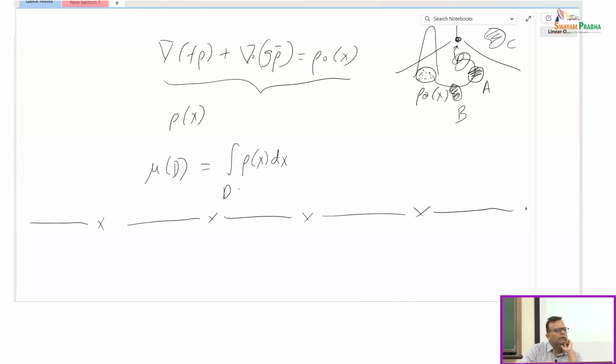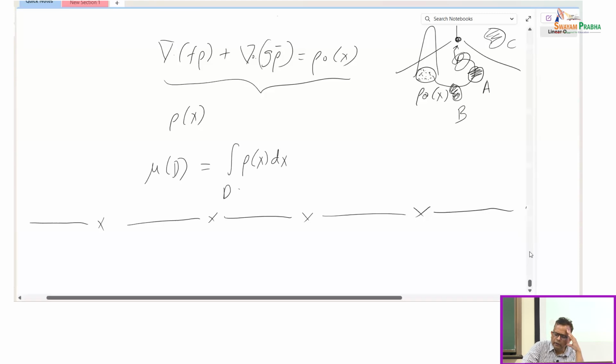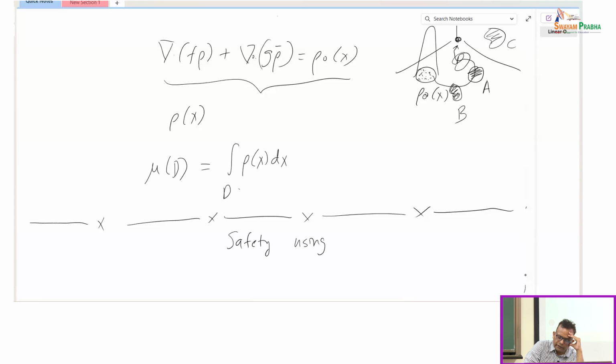The first application I want to talk about is how to use this to design safe controllers. I gave you some glimpse of it yesterday in terms of how the occupancy or the occupation measure translates to safety. So we'll go a little deeper on that: safety using density functions.